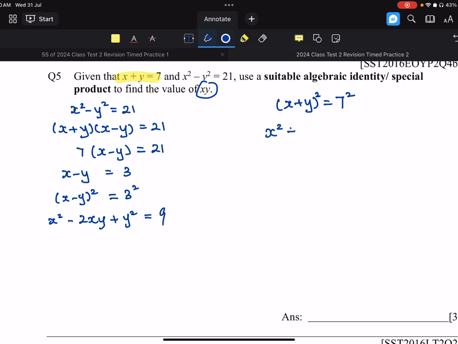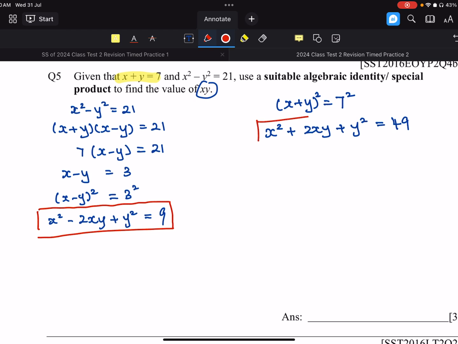So from here, x squared plus 2xy plus y squared equals 49. Okay, so here something interesting happened. Let me just mark it out in red so that you can see it. You see this, and we see this, right? So what we're going to do is call this equation 1, call this equation 2. You need not call them this way, but it's just for convenience's sake.